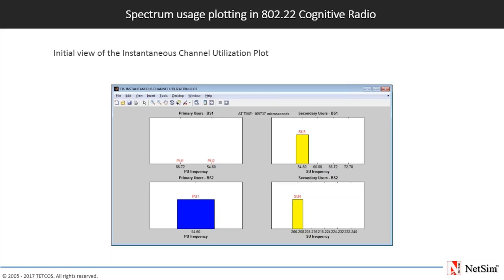Now what we have done is interfaced with Matlab, and we have sent some variables from NetSim to Matlab so that the plotting can be done. And this is a snapshot of a plot. As you can see, this plot will be increasing in time. In real time we will show you the plot, and it will show you the frequencies at which the primary users are operating, and when the primary users come on, what happens to the secondary user.